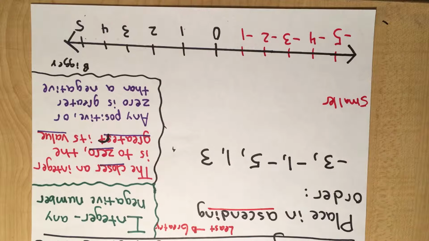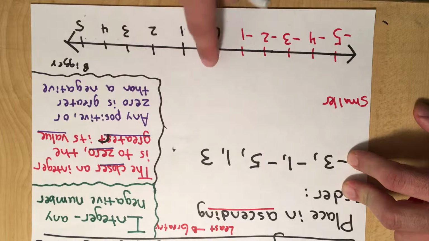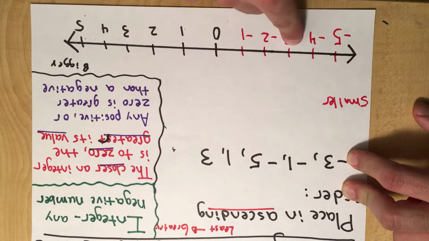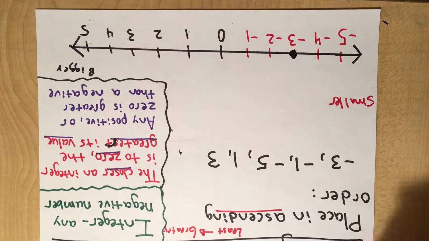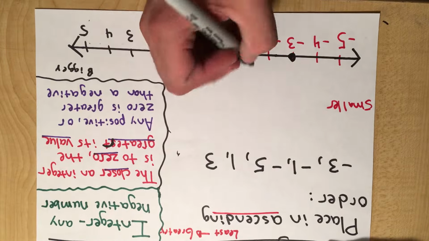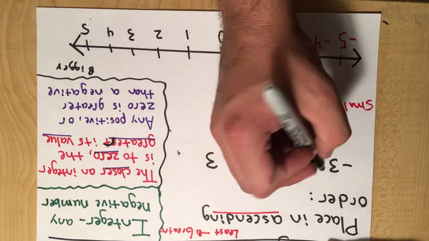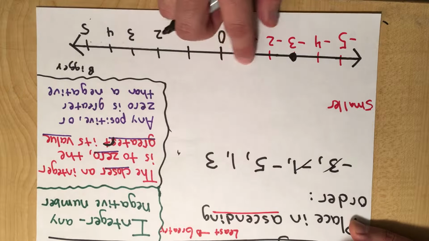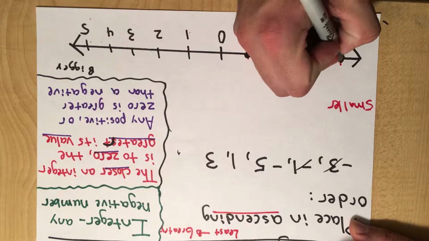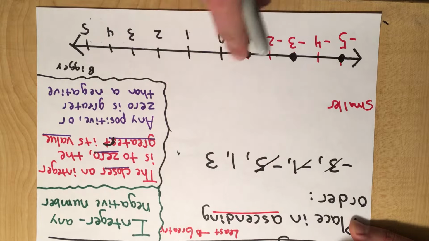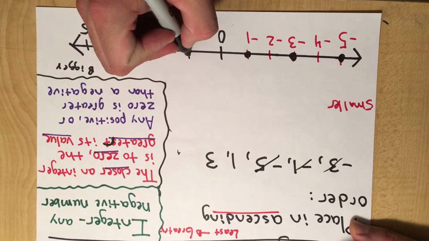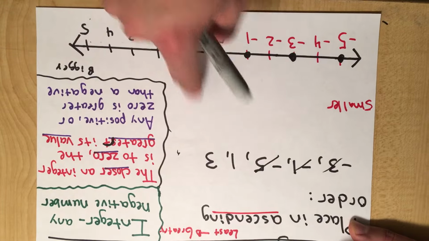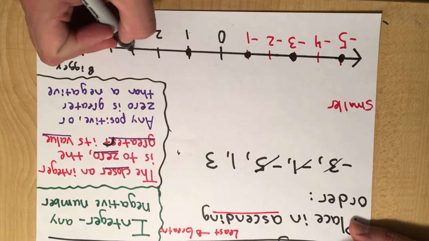Starting with -3. That's a negative, so whenever it's negative, we're going to move to the left. Do you guys see where -3 is at? -1, -2, -3. Let's put a point right there. Our next number is -1. So where's -1? It's right here. After -1, we have -5. So that would be -1, -2, -3, -4, -5. Then we have +1. Any positive number, remember, we're going to move to the right of the 0. And then after +1, we have 3. So that's 1, 2, and 3.